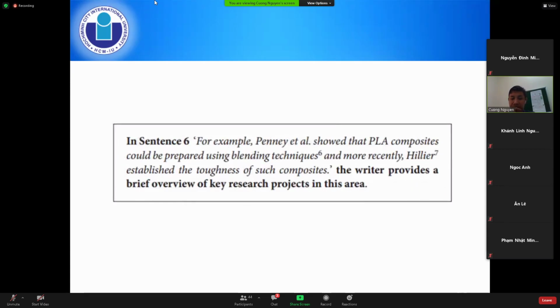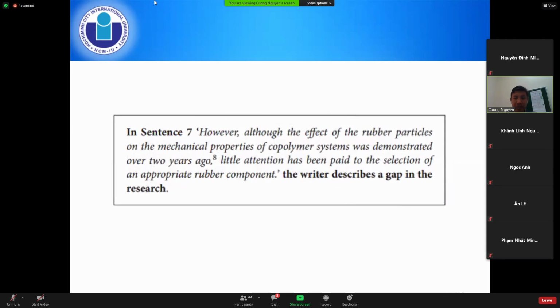Number 6, for example, is a brief overview of key research projects in this area. In other words, it's a kind of lit review. Number 7, research gap, a gap in the research. We say research gap or knowledge gap. Both are okay.